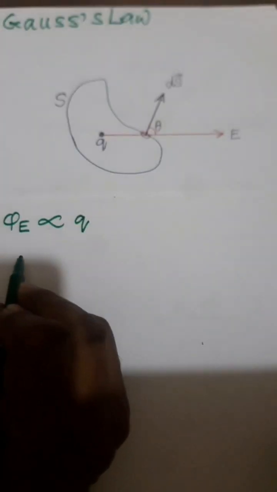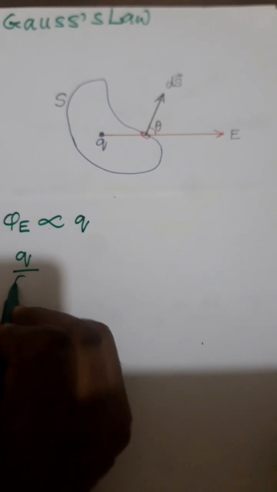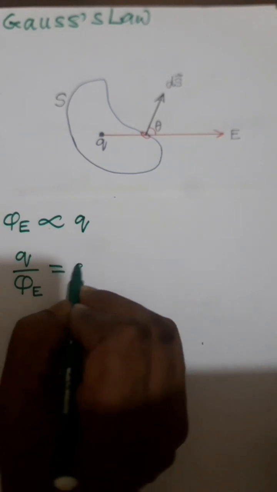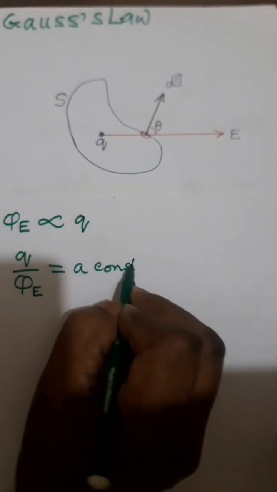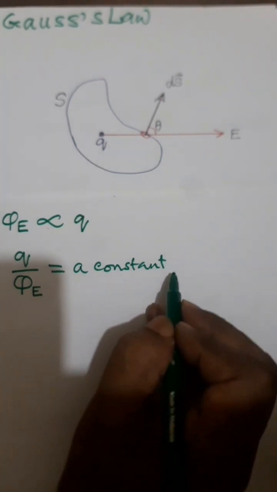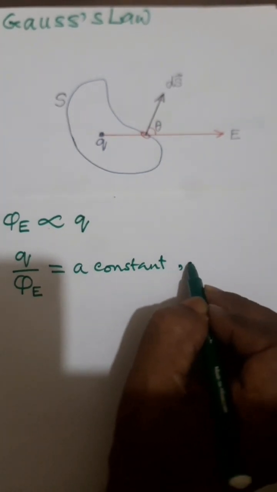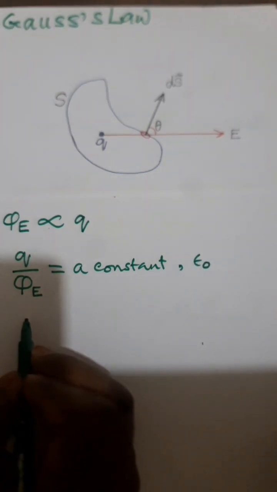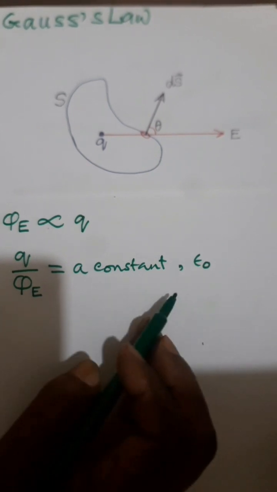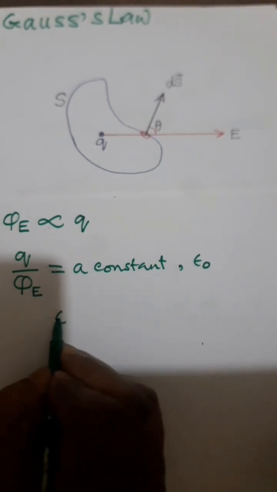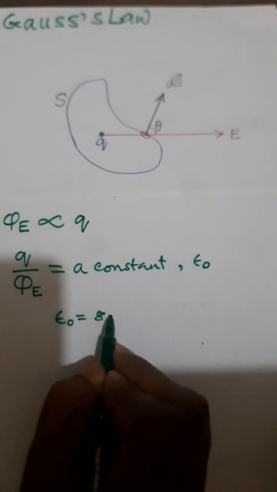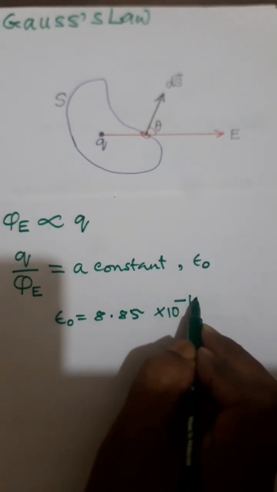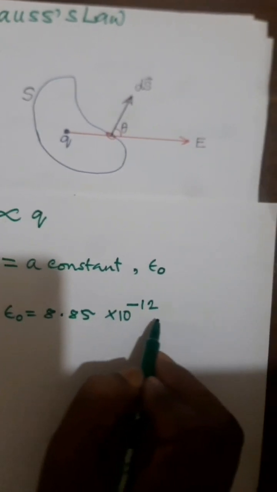That is, Q divided by electric flux phi E equal to a constant. And this is represented by epsilon naught. It is called permittivity of the free space. It has the value 8.85 into 10 to the power minus 12 Coulomb square per Newton meter square.